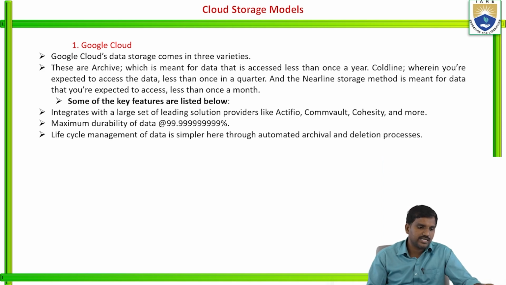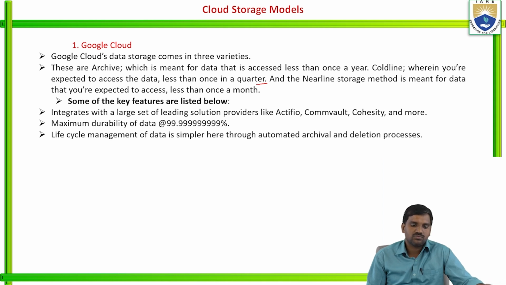What are the three varieties? These are the archive, which is meant for data accessed less than 1 year; coldline, which is for data you expect to access less than once a quarter; and the nearline storage, which is meant for data that you expect to access less than a month. So here some of the key features are listed below.